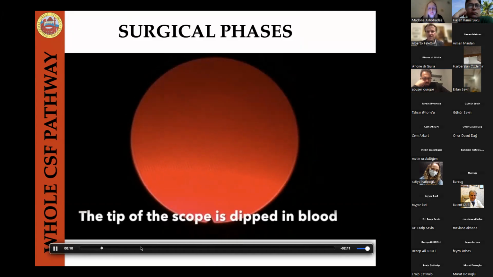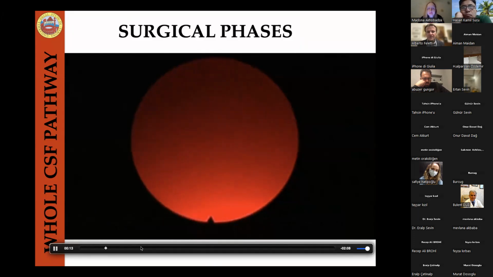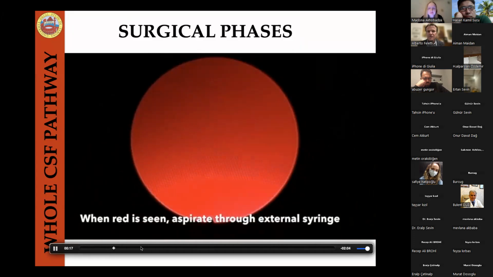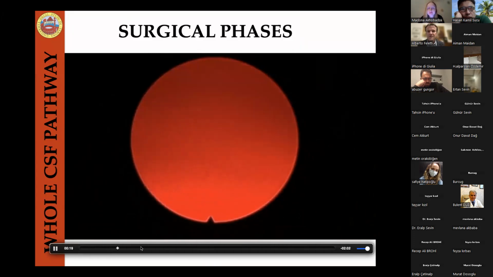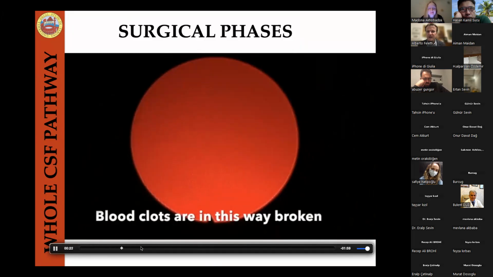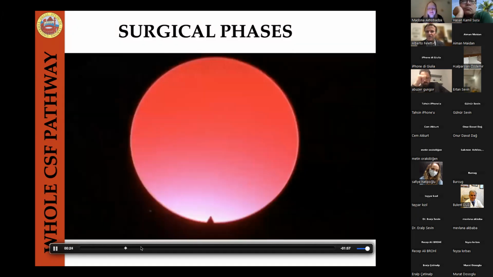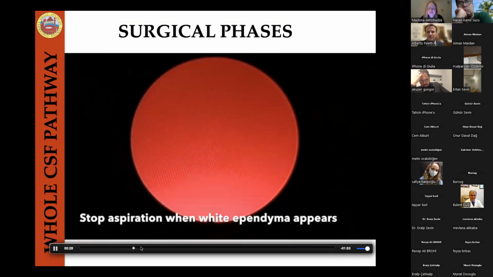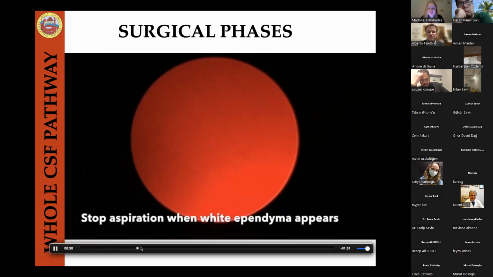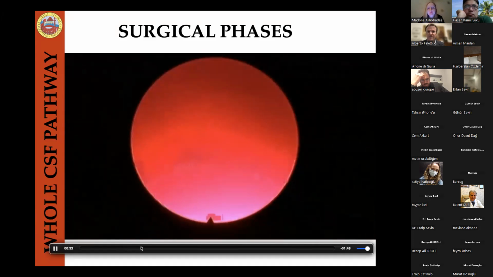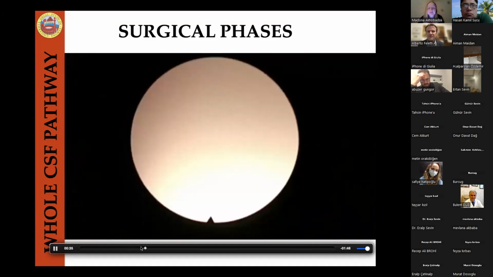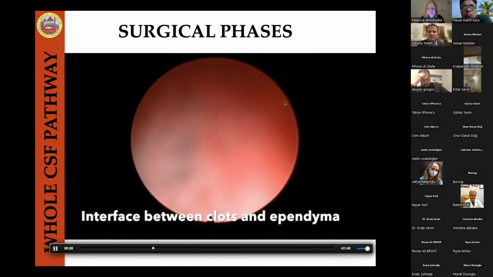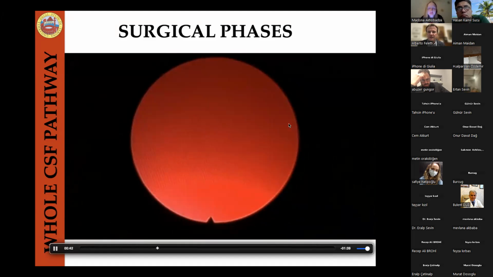Initially, when you start doing this kind of surgery, it can be very discouraging, I have to say, because all you can see is this. We call it the Japanese flag, so all blood, all red. But you don't have to be discouraged. Just keep aspirating and stop aspiration when you see white, because when white appears, it means you are facing the ependyma. Here the first anatomical landmarks appear, the interface between the clot and the ependyma.